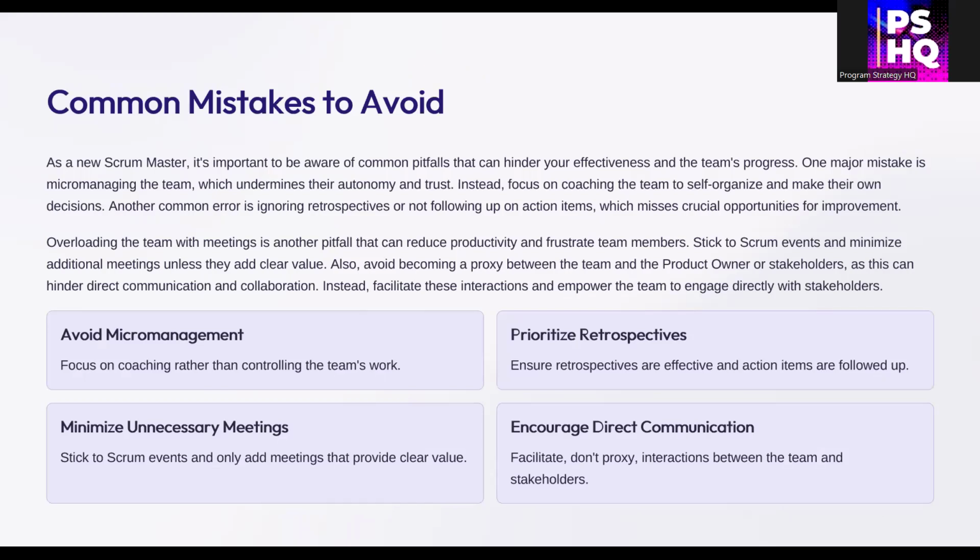First, avoid micromanaging. It's the opposite of Agile. Focus on empowering your team instead. Second, don't skip retrospectives or neglect action items. They're your biggest opportunities for improvement.